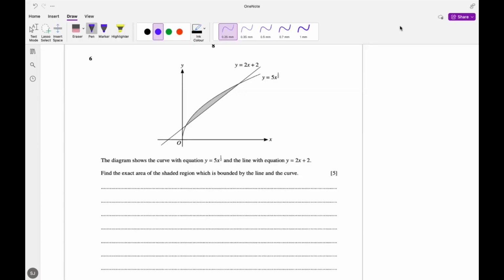In question 6, the diagram shows the curve with the equation y equals 5x to the power half and the line with the equation y equals 2x plus 2. We have to find the exact area of the shaded region which is bounded by the line and the curve.